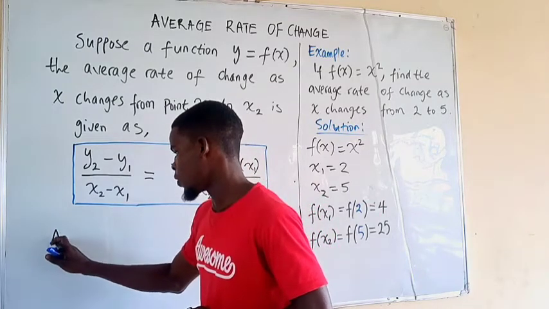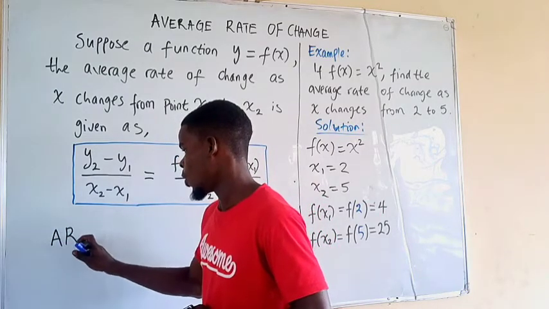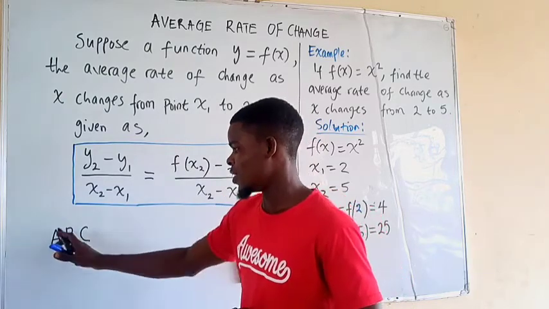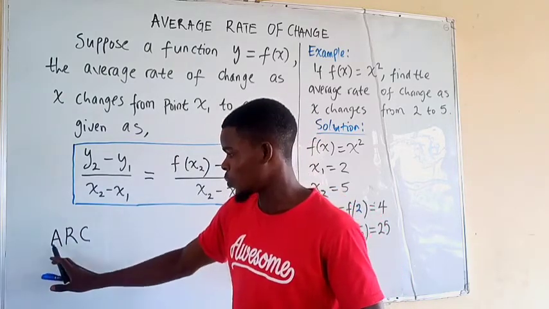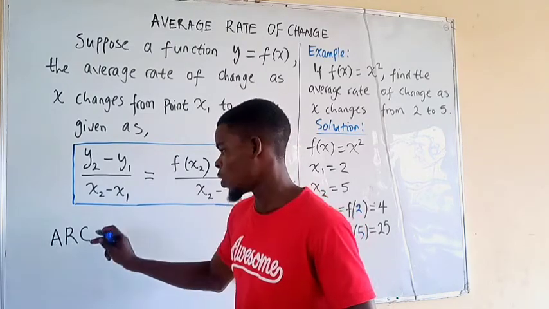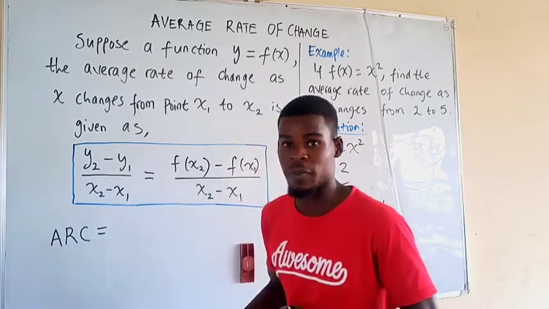Let me just put it down here. Average rate of change. This thing is not a standard notation, right? I'm just putting down average rate of change, all right? Maybe you don't have to use it, just for the matter of brevity.